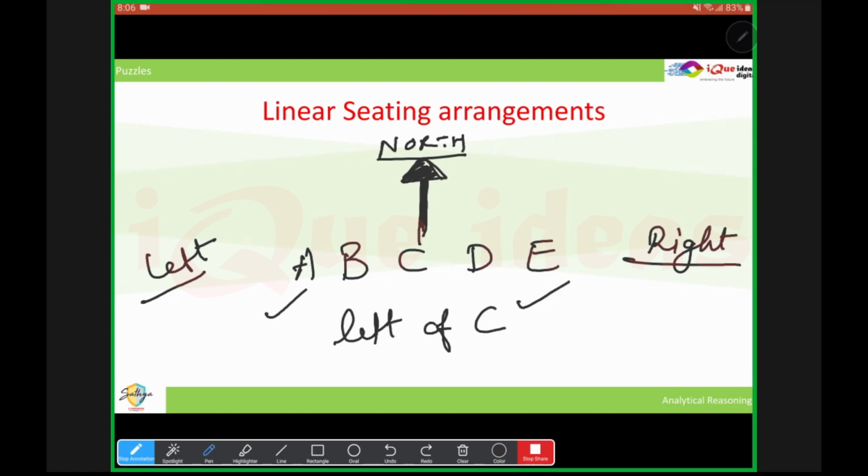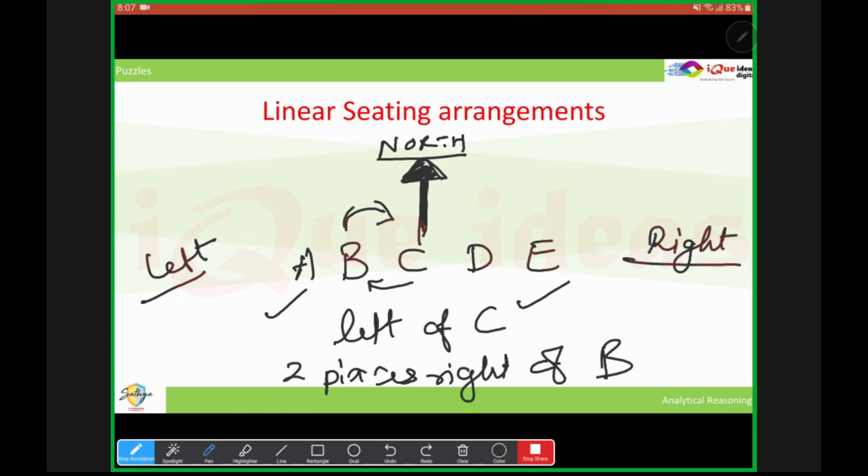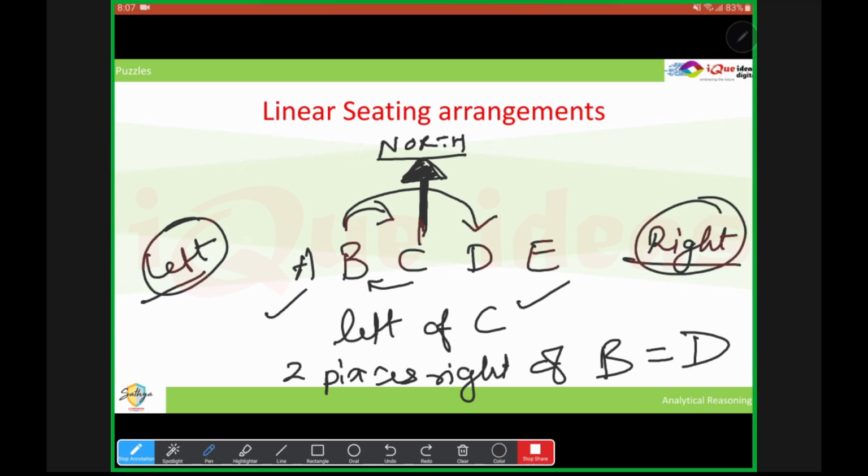So C ke immediate left hand side is B. Who is sitting two places right of B? B ke two places right pe kaun hai? So for B, C is first to the right and D is second to the right. So the person sitting two places to the right of B is D. So ek to left and right ka dhyan rakho, right?